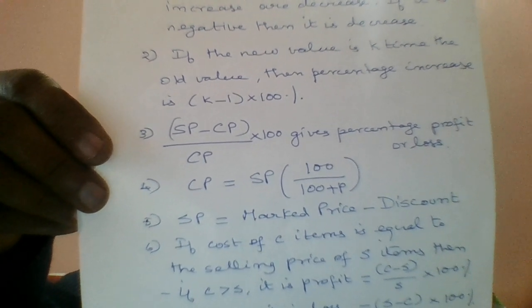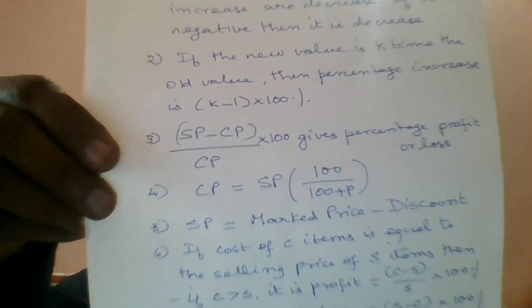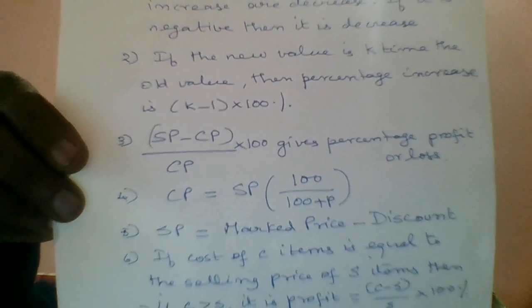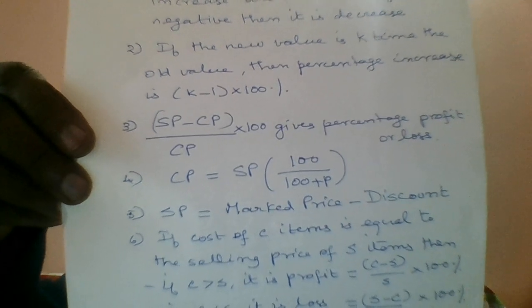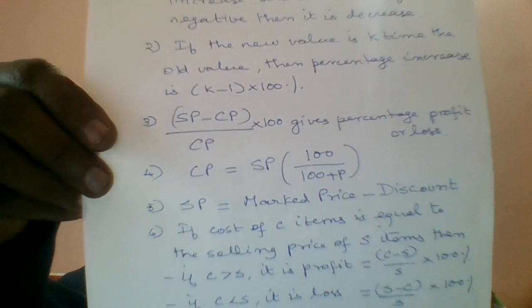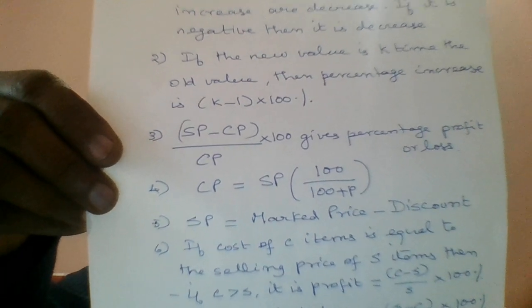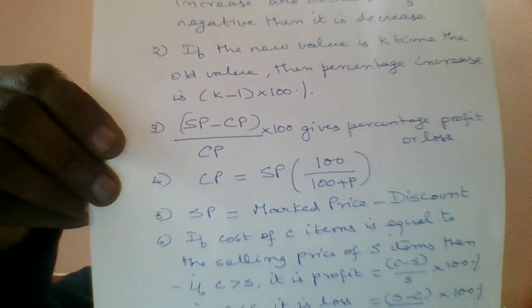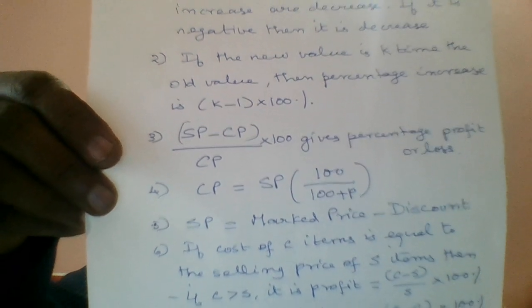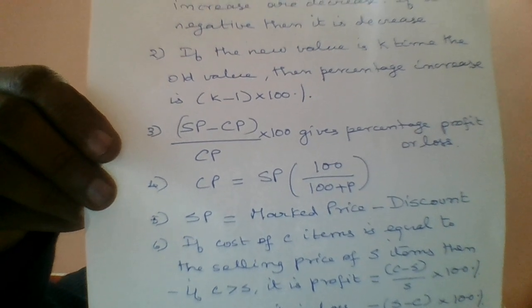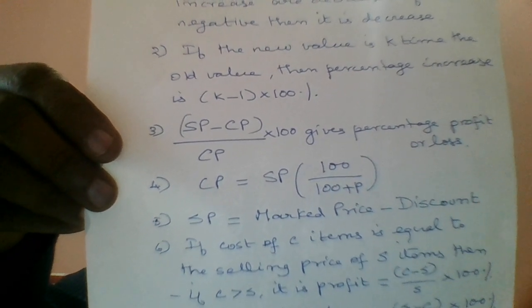If cost of C items is equal to the selling price of S items, then if C is greater than S, it is a profit, equal to (C minus S) divided by S into 100%. If C is less than S, it is a loss, that is equal to (S minus C) divided by S into 100%. So these are some of the formulas which you need to keep in mind in profit and loss account.